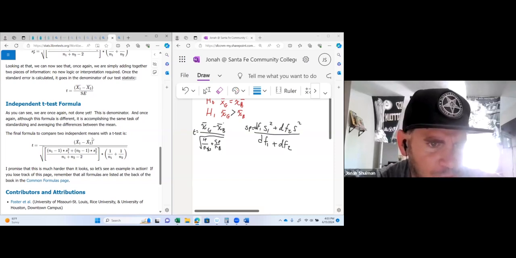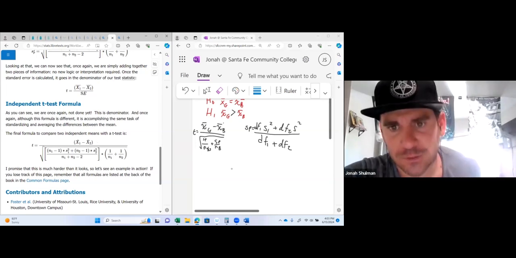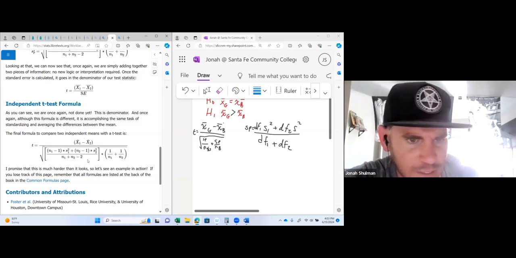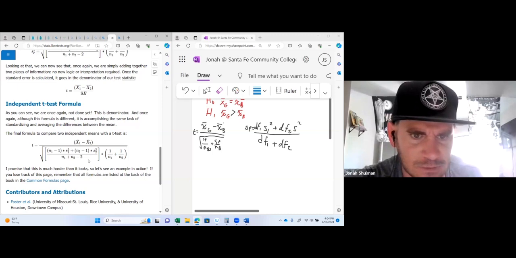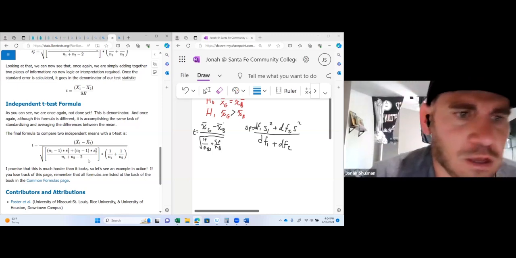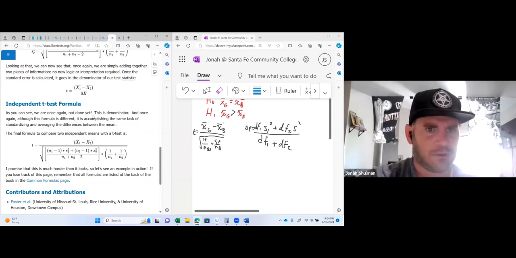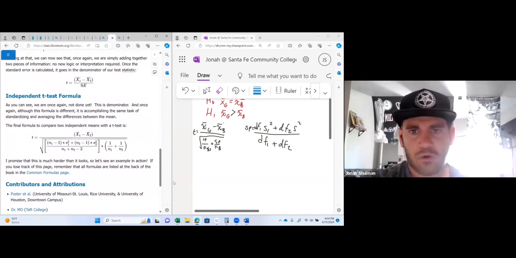Well, the final formula to compare two independent means with a t-test. All right, we can use any one of these. There's so many, right? We could use this where this gets dropped in, or this one that has all the pieces spread out. It's whatever really makes the most sense to you. I think I'm just going to use the whole thing.